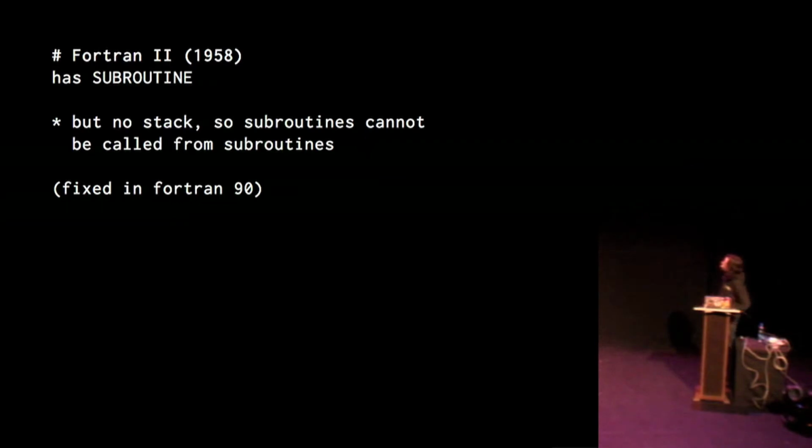dream not work. For example, Fortran 2 in 1958 had subroutines, which allowed you to put part of the program into a different section of your code. But Fortran 2 had no stack, so you couldn't call a subroutine from a subroutine. So there was only one level of abstraction. This was eventually fixed in Fortran 90.